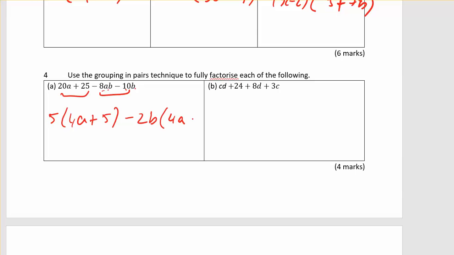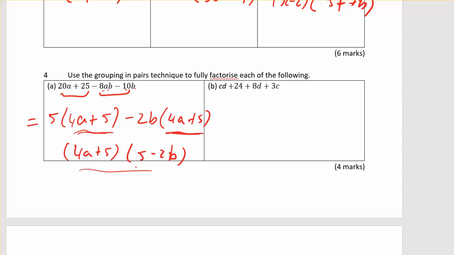Negative 2b times what gives you negative 10b? Must be positive 5. Okay, so as you can see, I'm not finished because I have a common bracket as a factor. So a plus 5, 5 minus 2b. Now always check your work. If you don't get a bracket that's the same, then you factorized incorrectly. So check your working. You're expecting something to be the same, so you can do the next step.